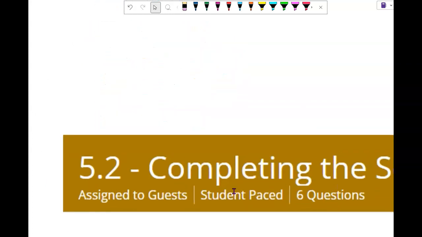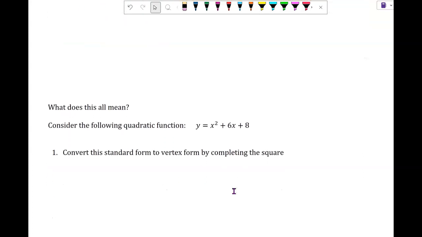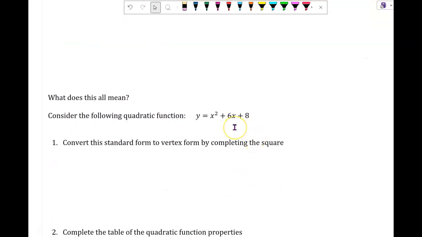So before you do the exit ticket here, I'm just going to talk a little bit about that using this example here, which we're going to do one more time to make sure we understand it. We're going to take this standard form quadratic and convert it to vertex form. So we'll do y equals, in this case the a value is 1, so I don't have to do any factoring. I just take my b value and divide it by 2 and square it. So that would mean 6 divided by 2 squared, which is 3 squared, which is 9.